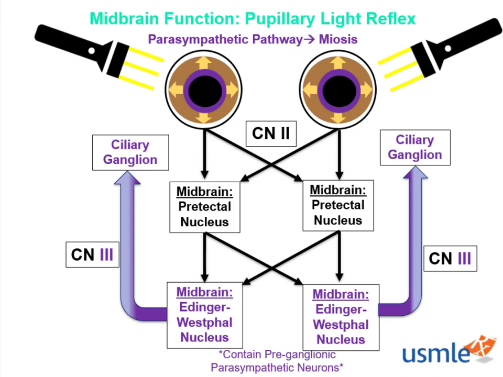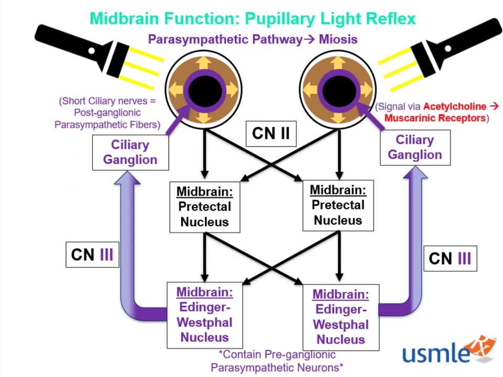From the ciliary ganglia, short ciliary nerves, which are postganglionic nerve fibers, project to the sphincter pupillae muscles of the iris to release acetylcholine onto muscarinic receptors to cause miosis, pupillary constriction of both eyes. Overall, there are a few key points to know. The short ciliary nerves shorten or constrict the pupil.